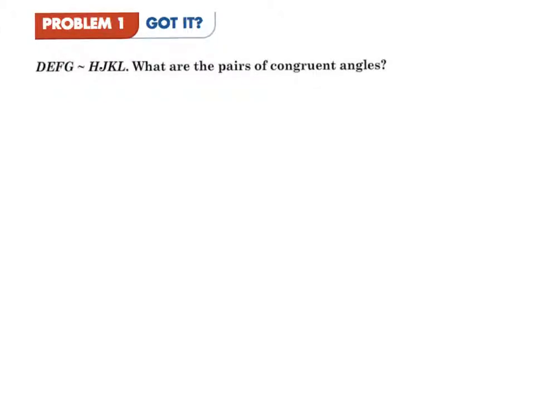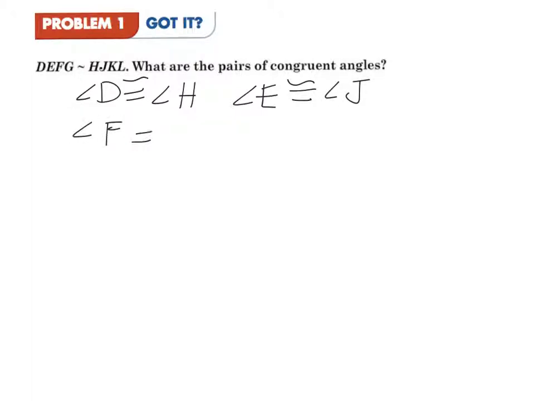For problem 1, got it, we have DEFG and then shape HJKL. What are the pairs of congruent angles? And again, the first thing we should notice is that the angles should line up. So our congruent angles are going to be angle D and angle H, E and J, F and K, and G and angle L.